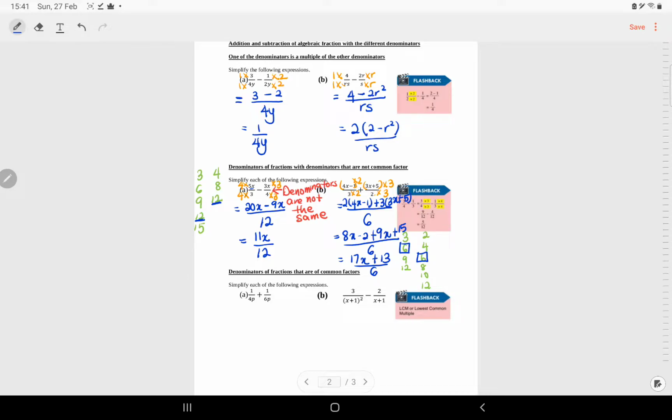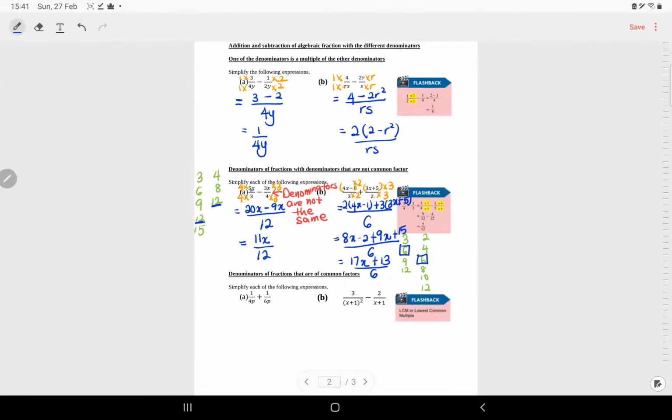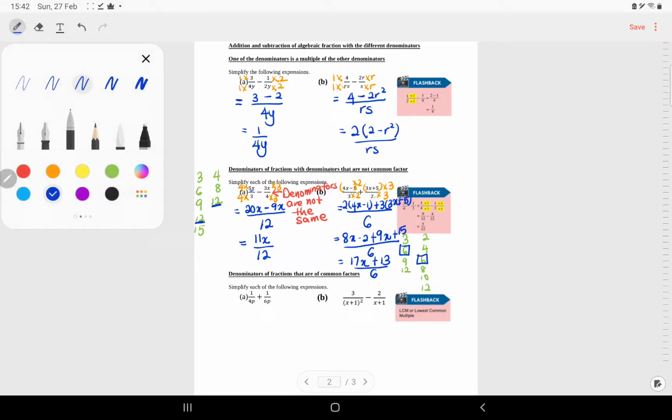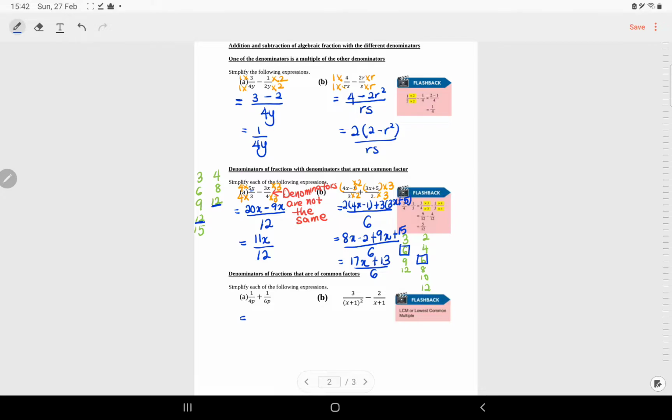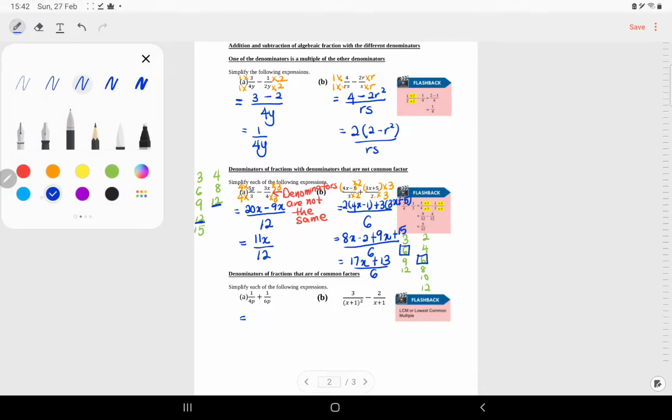Okay, so let's have a look at the last one, denominators that have common factors. Let's have a look at the denominator. You have 4p and 6p. Same thing, before we do addition and subtraction, we want to have a common denominator. So how do I make 4p and 6p have a common denominator? Same thing, you can use your lowest common multiple.